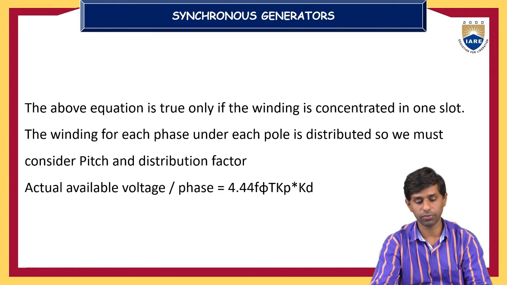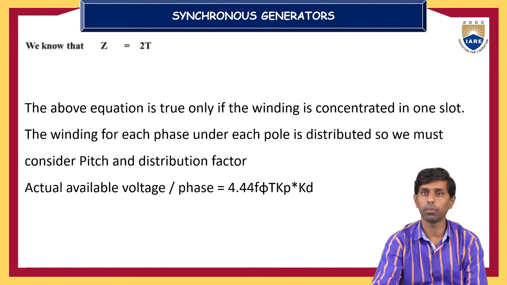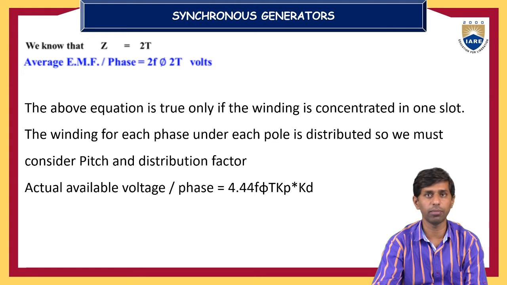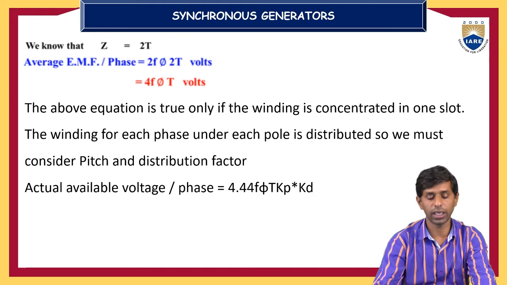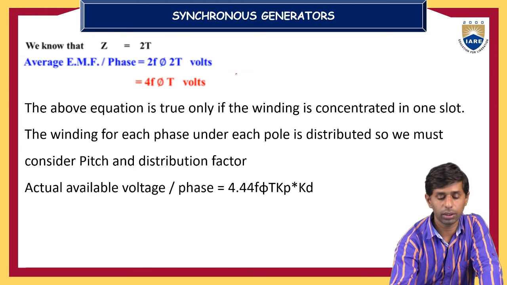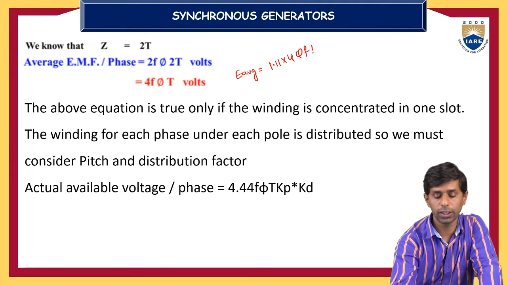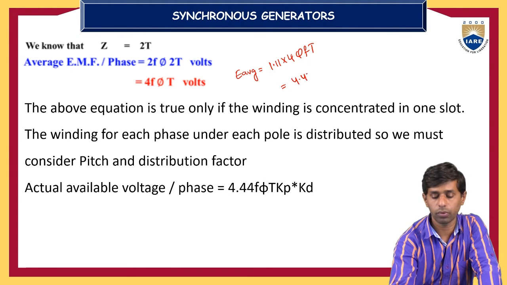Now we know the number of conductors Z is equal to 2 times the number of turns. So the average value of induced EMF per phase is equal to 2 phi f T into 2, that is 4 phi f T volts. And by considering the form factor, the RMS value of induced EMF is equal to 1.11 times 4 phi f T, which is equal to 4.44 phi f T volts.